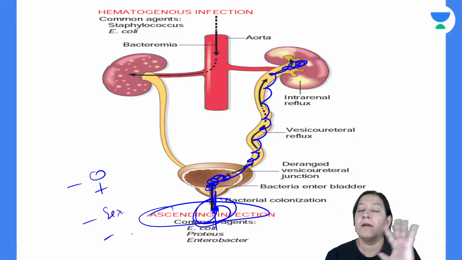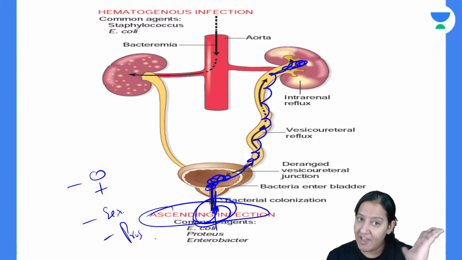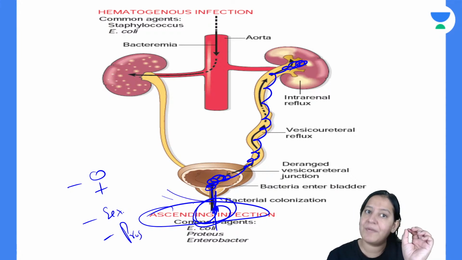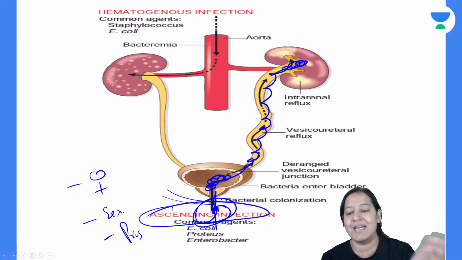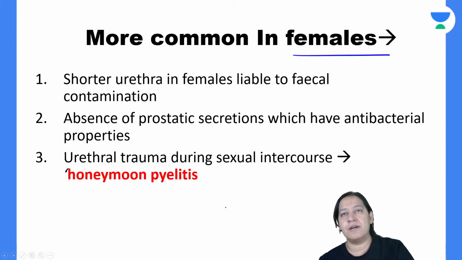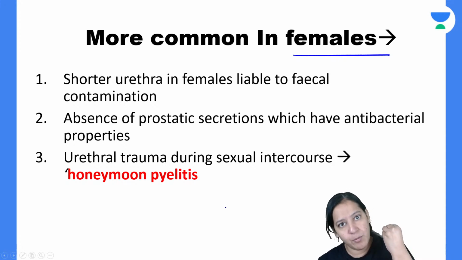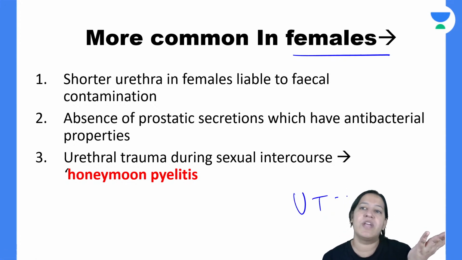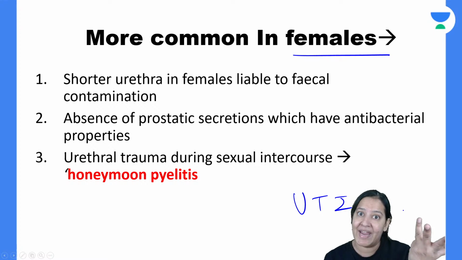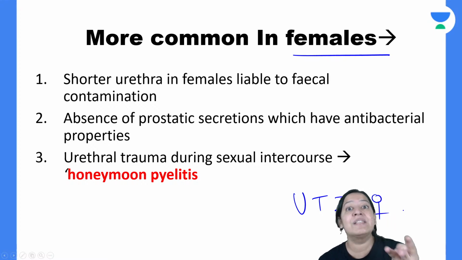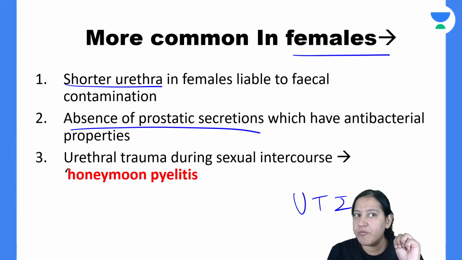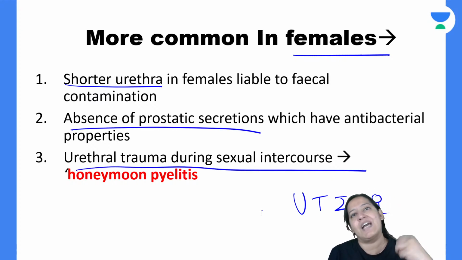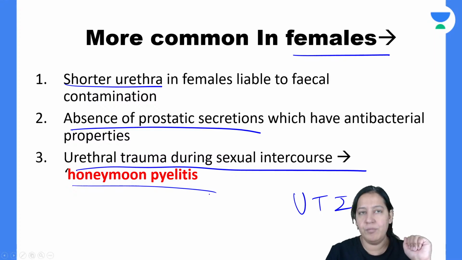And number 3, females do not have a prostate. Males have a prostate. So prostatic secretions are present in the urethra which kill the bacteria. But in females, the prostate gland is absent, because of which UTI is more common in females. So we always know UTI is more common in females. But why is E. coli causing UTI more common in females, not in males? There are 3 reasons: shorter urethra, absence of prostate, and urethral trauma during sexual intercourse, that is known as honeymoon pyelitis. Give me a thumbs up.